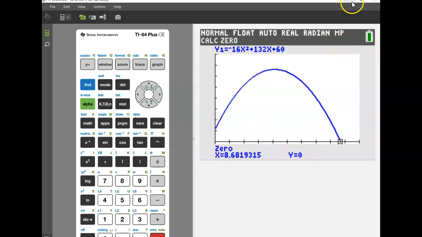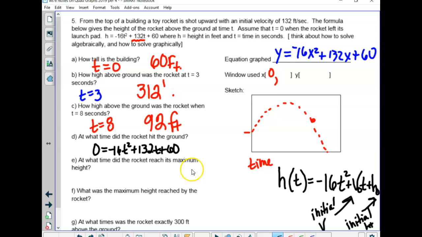All right, what's next? Was this 8.68? Is that what I remember? Seconds. Okay. What time did it reach its maximum height? Ooh, anybody know how I would do that algebraically? What is the maximum called?